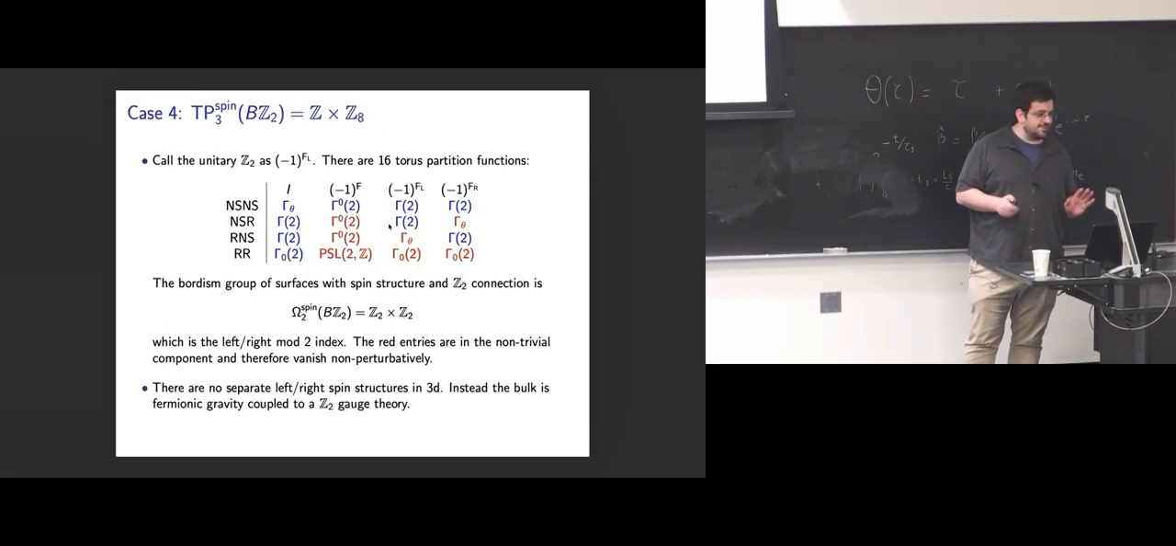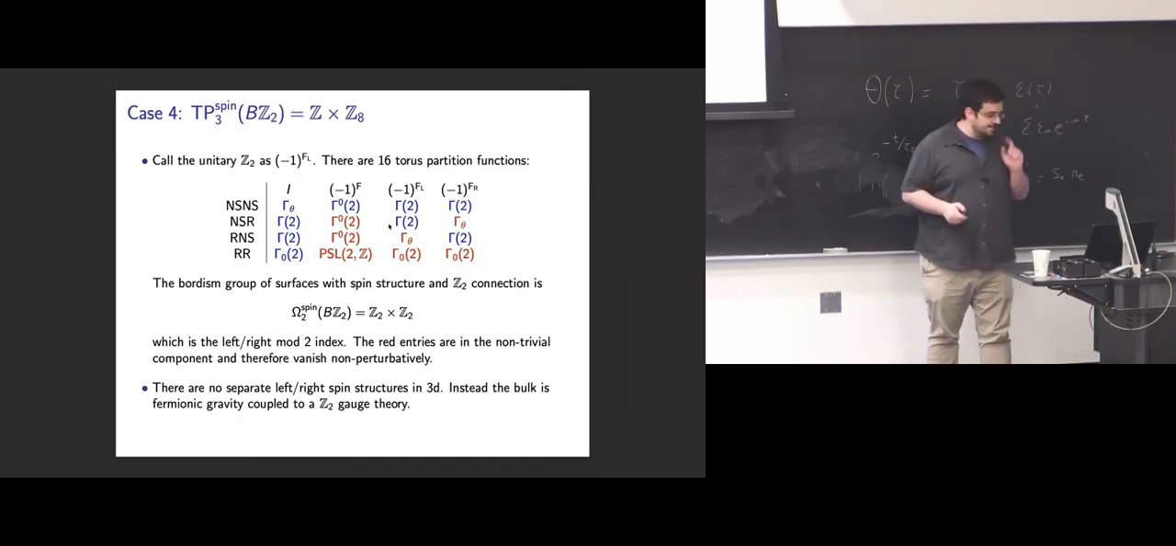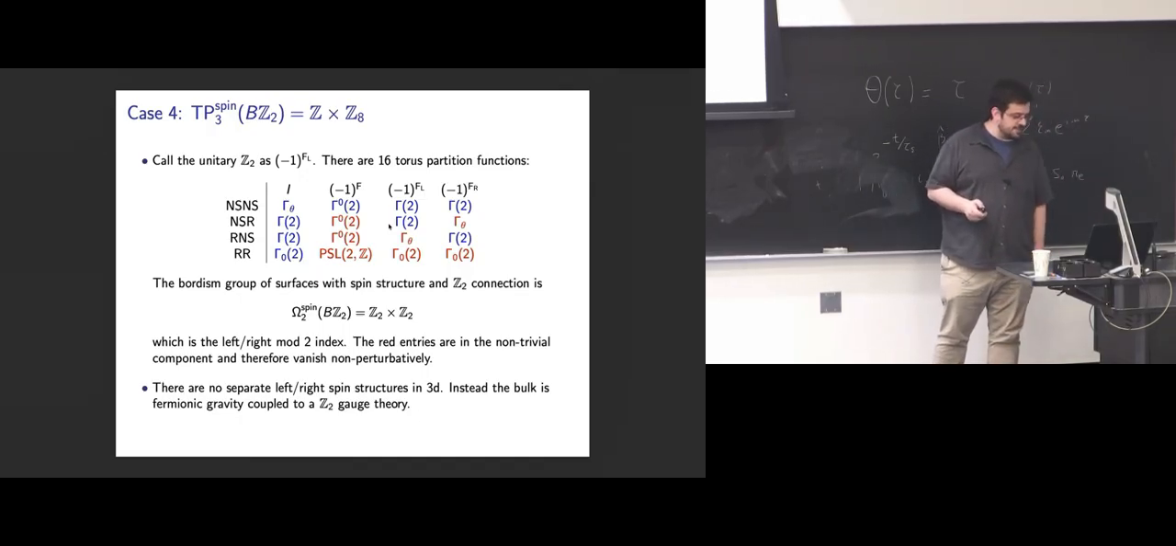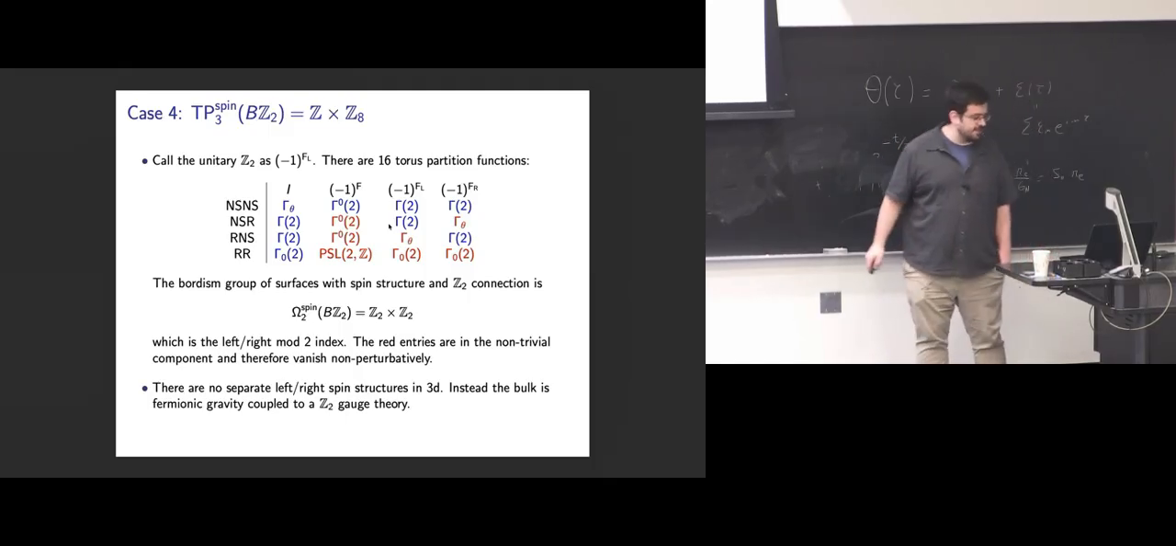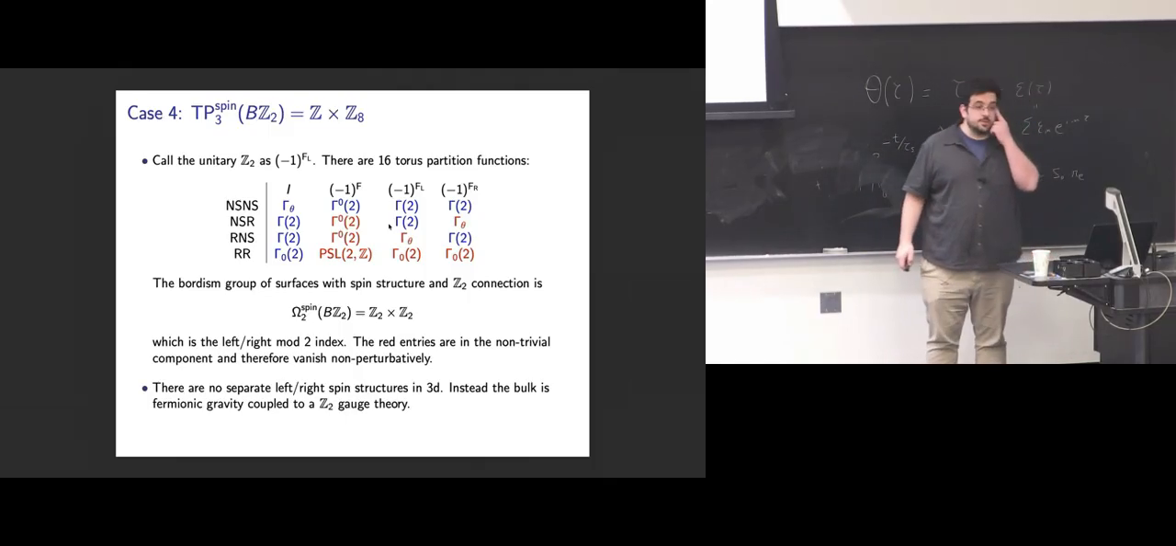Okay, the last example, I'll try to be brief. This is the most interesting one, but it's a little long, so I will just give some general remarks. It is the case with spin structure and a C2 gauge field.